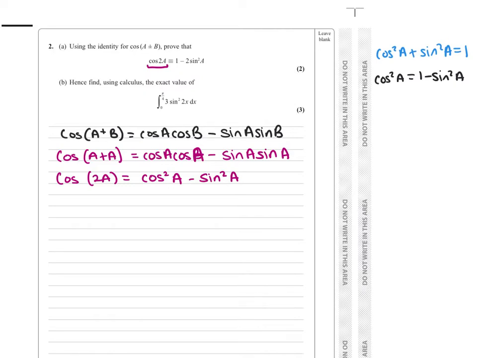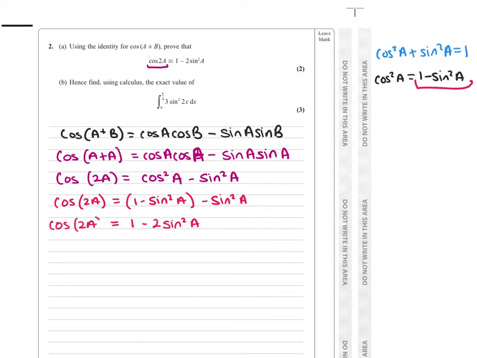I'm going to substitute that in. So now I have cos of 2A equals, and instead of cos squared A, I'm going to write 1 minus sine squared A. 1 minus sine squared A minus sine squared A. That's going to give me 1 minus sine squared A minus sine squared A is in fact minus 2 sine squared A. So cos of 2A equals 1 minus 2 sine squared A. Therefore, proved, part A.